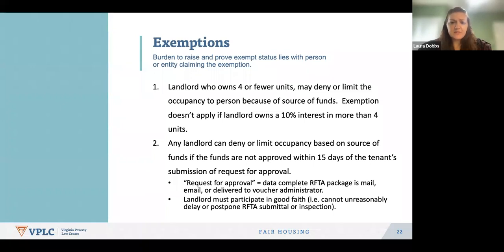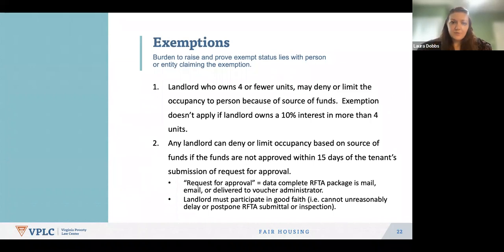And secondly, and this is one that could be a problem for some people who have a voucher, a landlord can deny or limit occupancy based on source of funds if those funds are not approved within 15 days of that tenant's request for approval. This is getting specifically at those who are trying to get some sort of subsidy or voucher. And some of the technical language here is that request for approval is referring to when the approval package from a voucher administrator is mailed, emailed, or delivered. That's the request for approval.